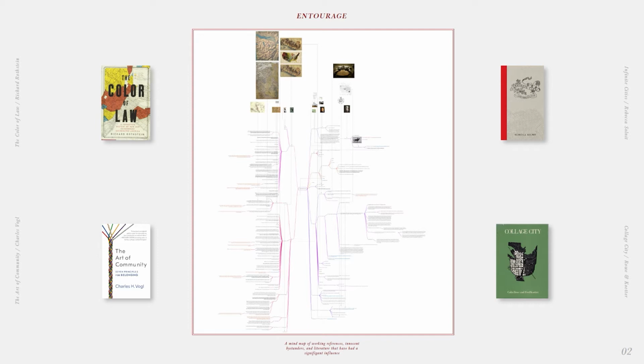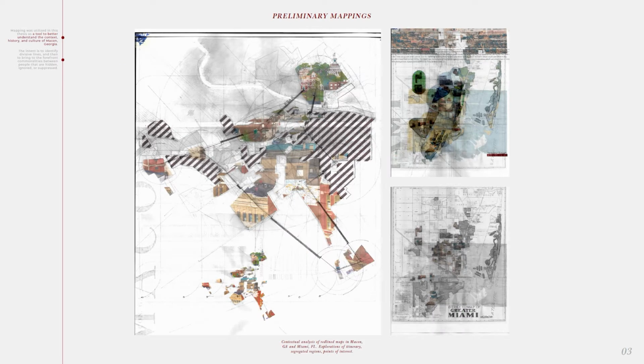The entourage is a mind map of working references, innocent bystanders, and literature that have had a significant influence on the thesis. So, of course, The Color of Law, Infinite Cities by Rebecca Solnit, Collage City, and lastly, The Art of Community. I use mappings in this thesis as a tool to better understand the context of whichever region I was exploring. In this case, it was Miami and Macon, Georgia.